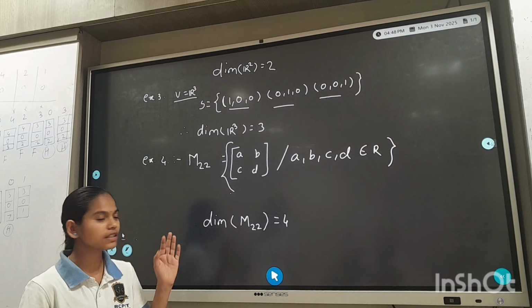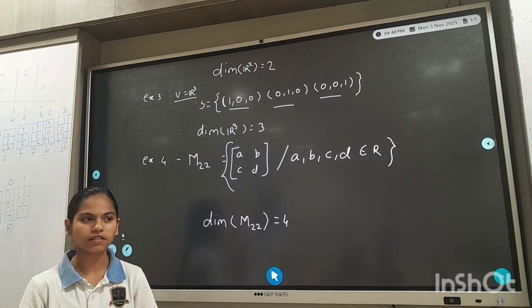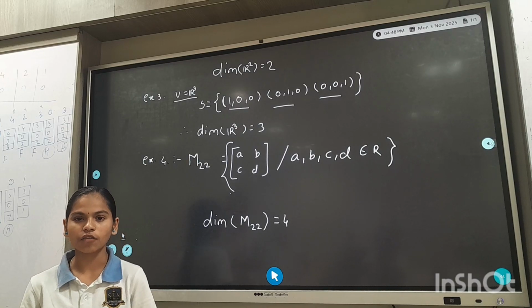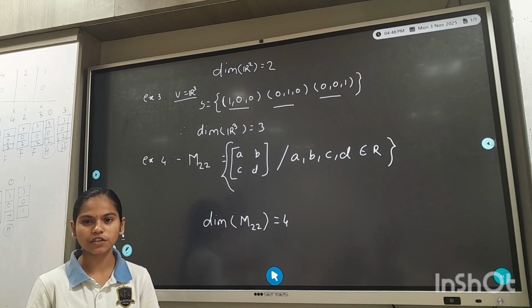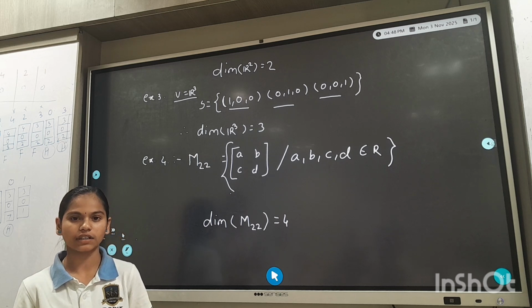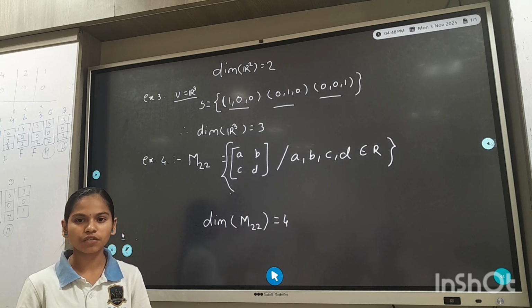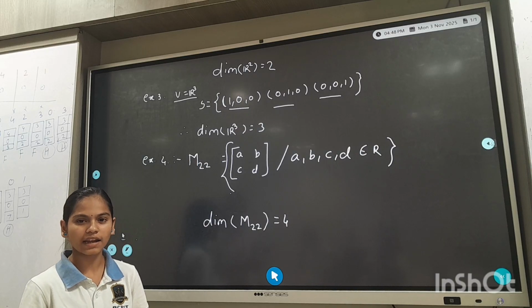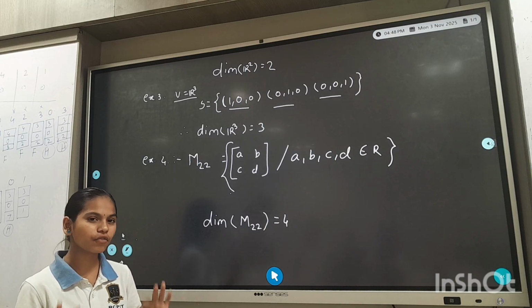Remark for this example: if S equals V1, V2, V3 up to Vn of a finite dimensional vector space V is a set in V with exactly n vectors, then every set in V having more than n vectors is linearly dependent. Every set in V having less than n vectors does not span V.